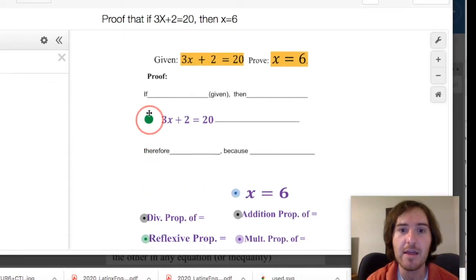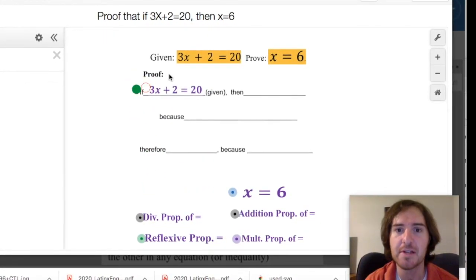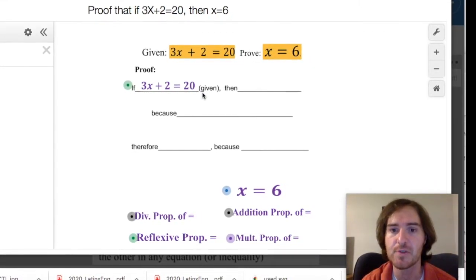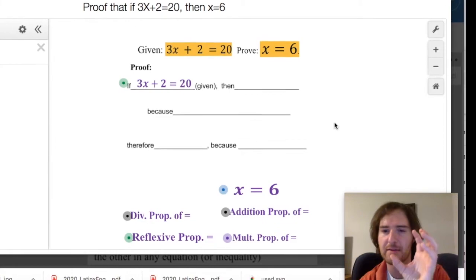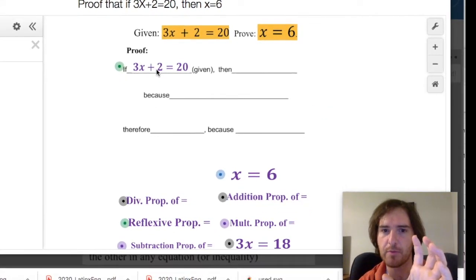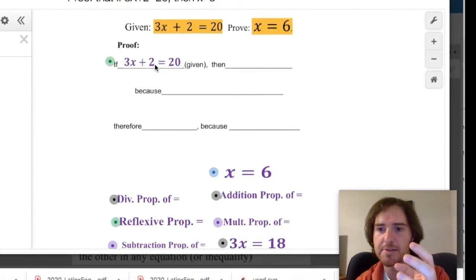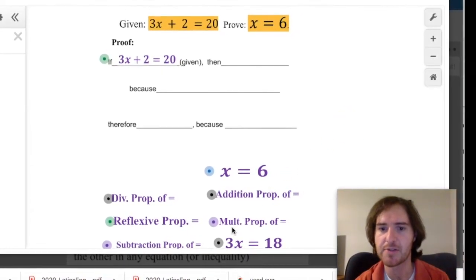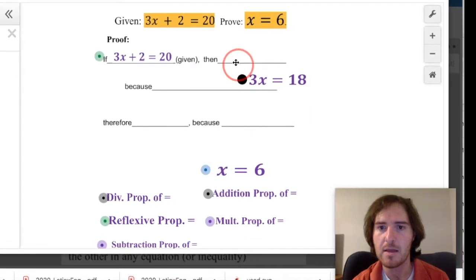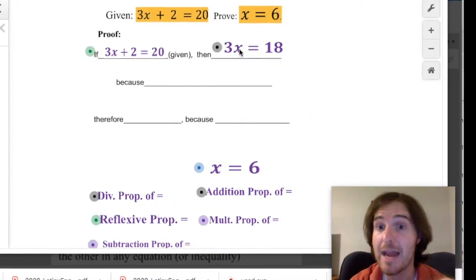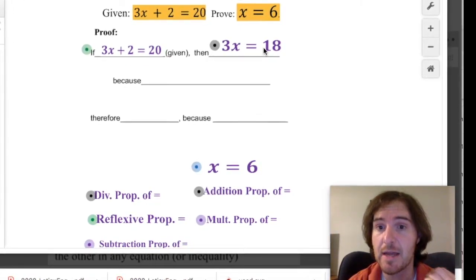So if we have this, remember we wrote this in here. If we're given this, we're trying to prove this. So if 3x plus 2 equals 20, then what was the second thing we said? We said that if we're trying to simplify and solve this, what would we have to do to both sides? We'd have to subtract 2 from both sides. So this would be the next thing I would write: if I know 3x plus 2 equals 20, then I would know that 3x equals 18.